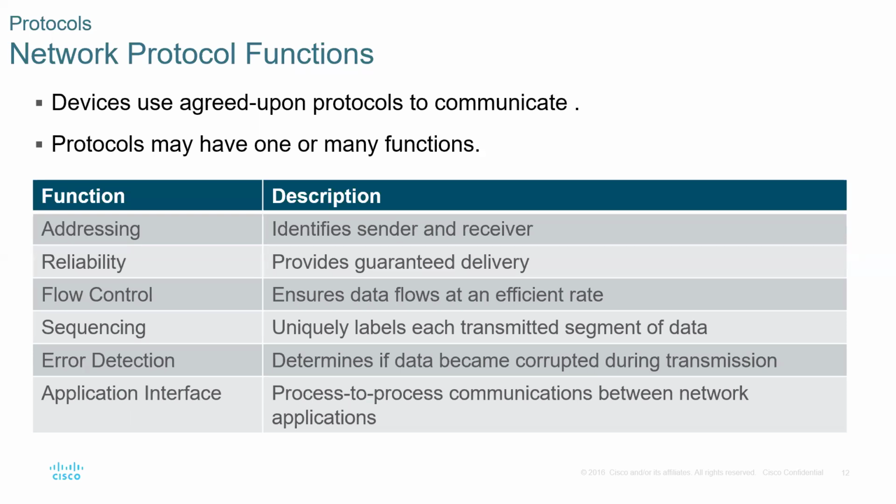It's very slow, with a lot of overhead because of that, but it's very reliable in the sense that the message will arrive at some point. With UDP, you will not have that. Flow control ensures data flows at an efficient rate. We've gone through that. We have protocols which have a function of sequencing. I've already defined sequencing. It uniquely labels each transmitted segment of data. Very important. We have protocols responsible for error detection, which determines if data became corrupted during transmission. Protocols responsible for application interface, process-to-process communication between network applications.